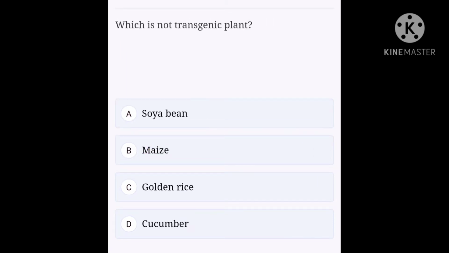Next question, which is not a transgenic plant? Option A, soya bean, option B, maize, option C, golden rice, option D, cucumber. Option D, cucumber is the correct answer for this question.